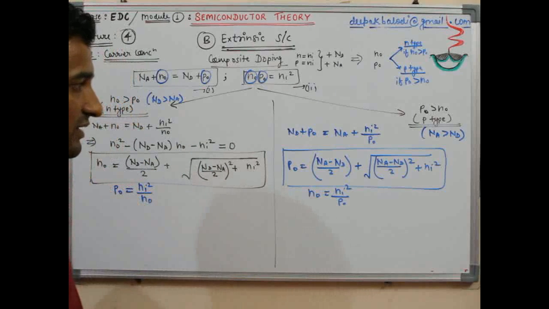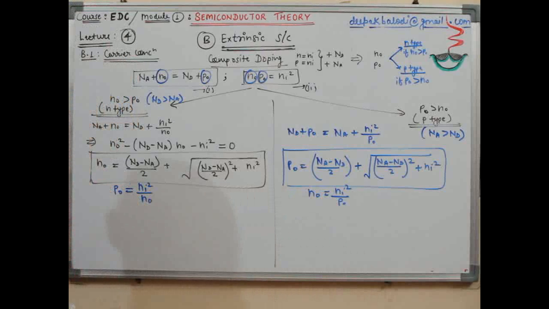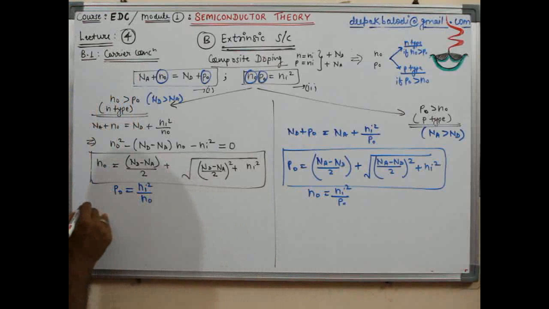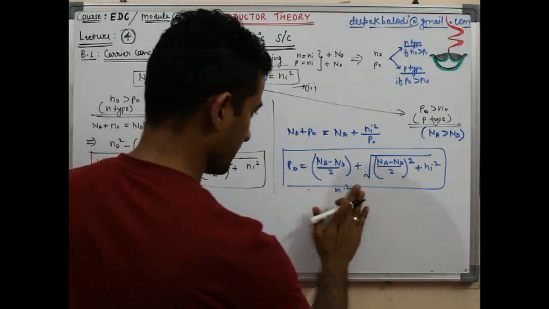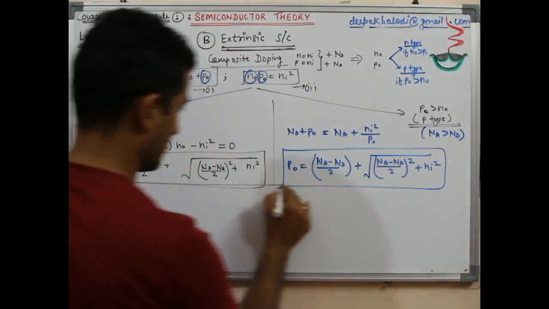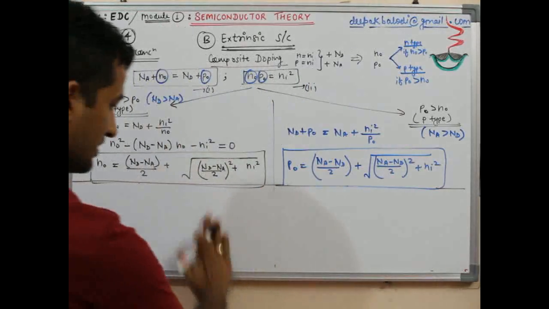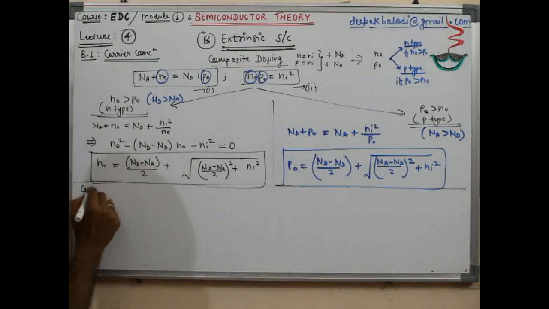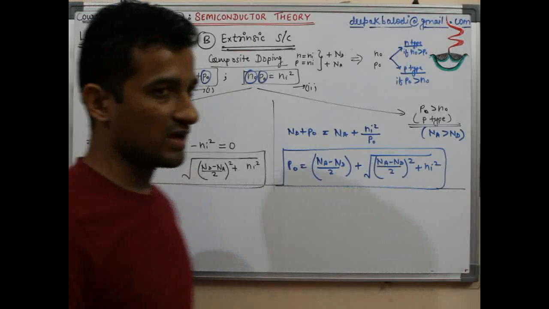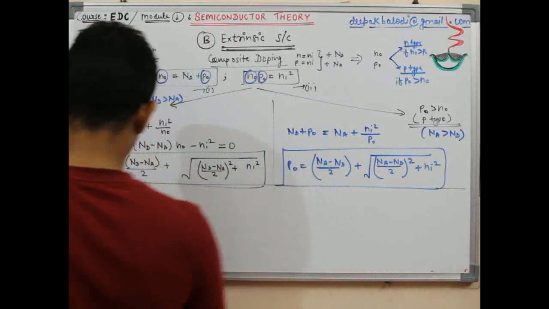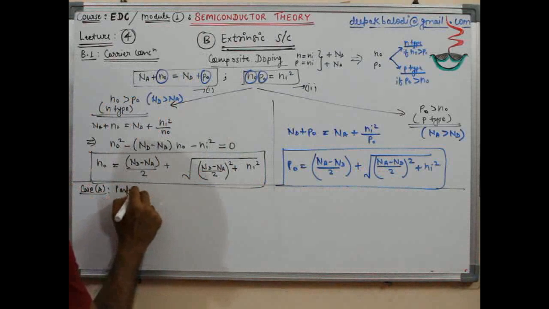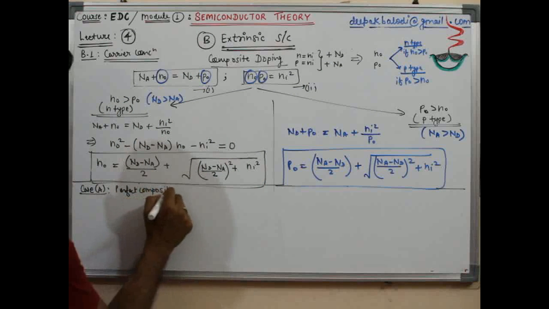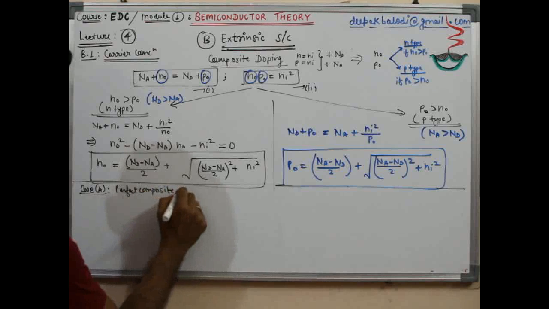Okay, and then very quickly we can see the cases out of it. This thing is simple to calculate, so I'm just taking it out. And let's say case A, suppose, is perfect compensated doping.